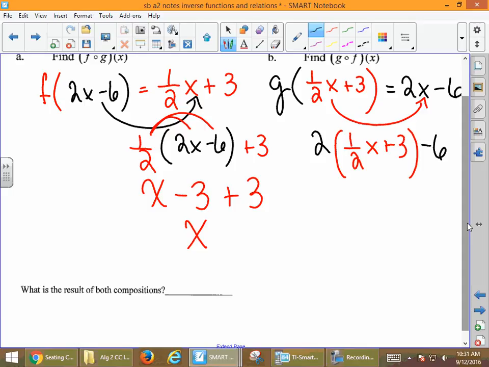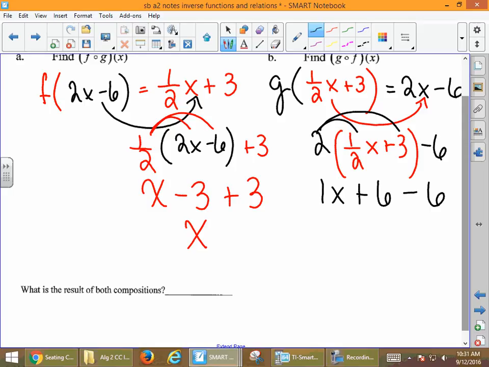And we need to distribute again. So it's going to be this times this and this times this. 2 times 1/2 still means half of 2. What's half of 2? 1. So this is 1x. Then 2 times 3 is 6 minus 6.